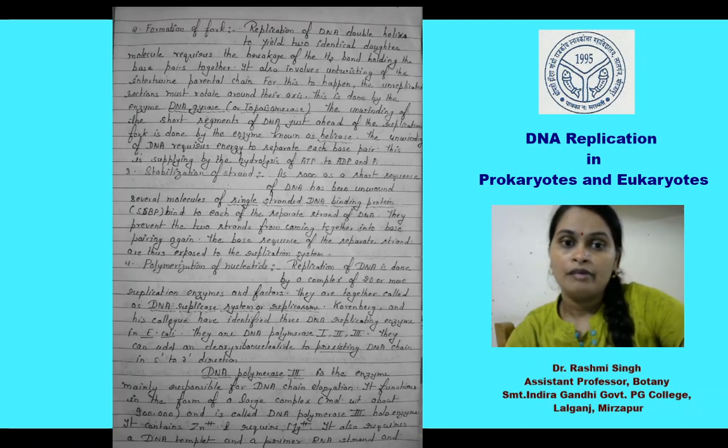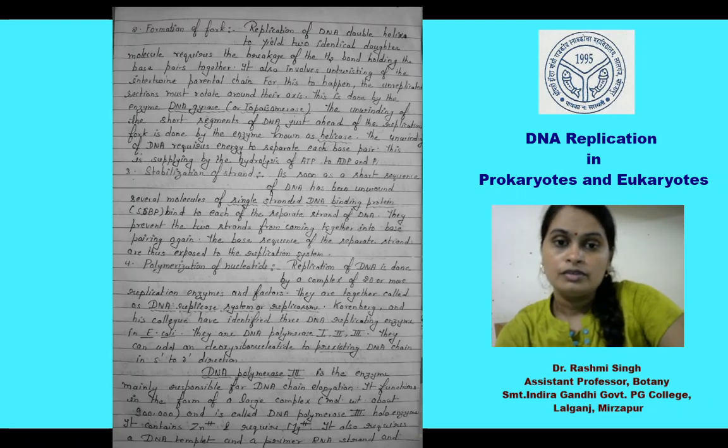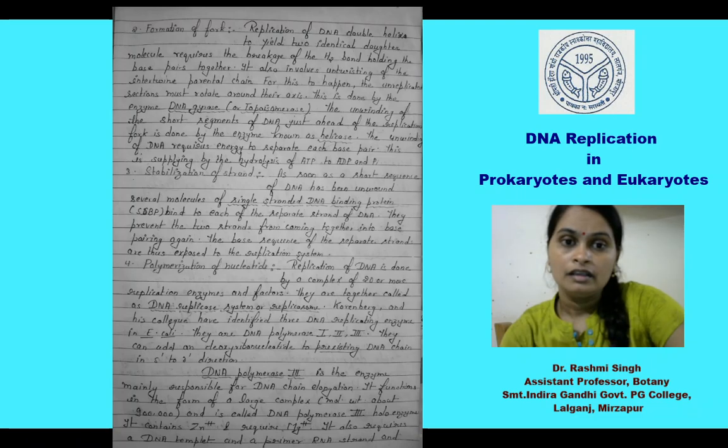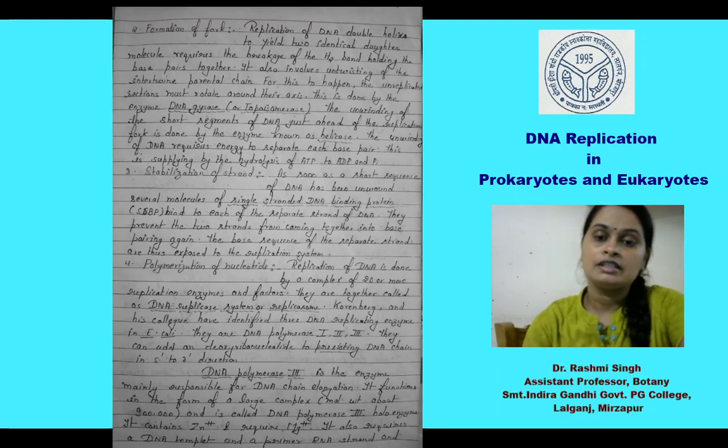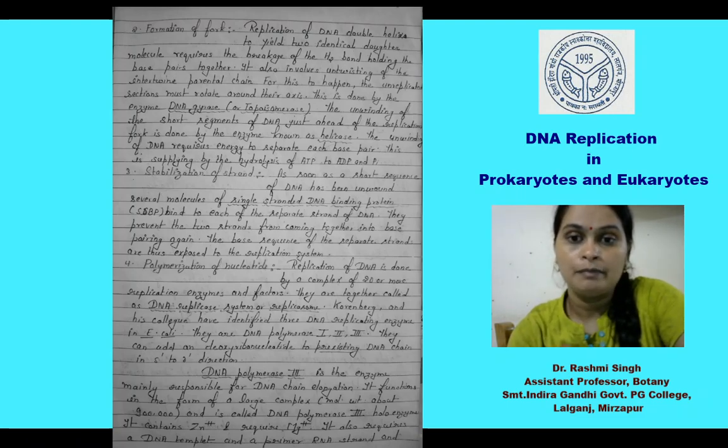Further moving, we have to stabilize these strands. Once we untwist or unwind the rope, if we leave it as such, the rope will again gain the coiled conformation. So, to check this coiling, there is the single-stranded DNA binding protein, in short SSBP, that binds to each separate strand of DNA. Their work is to prevent the two strands from coming together into base pairing again, so that the structure is now stabilized and exposed for the replication system.